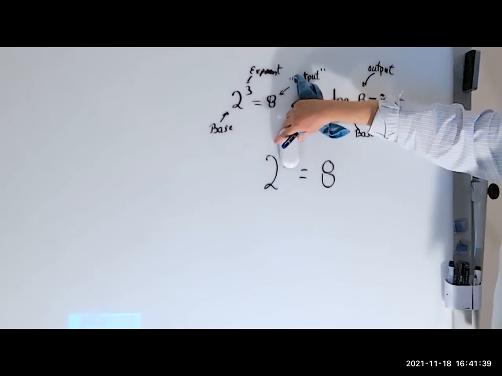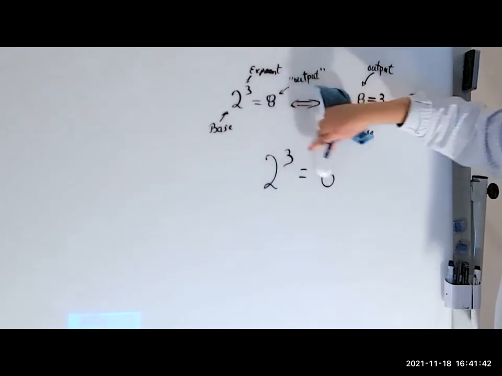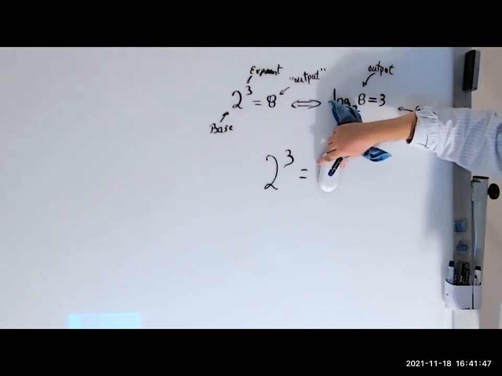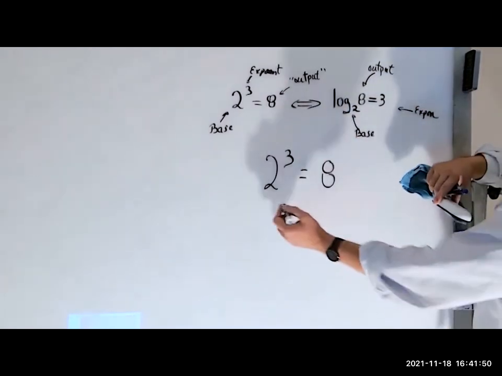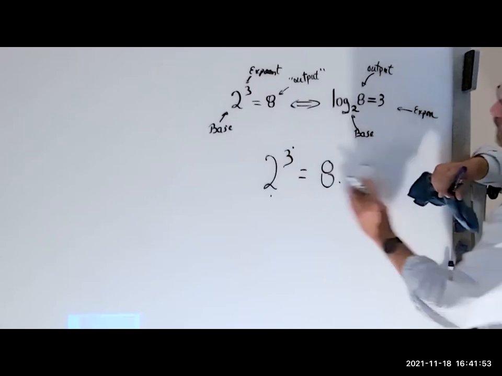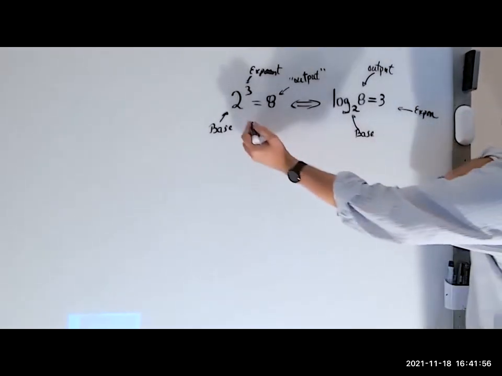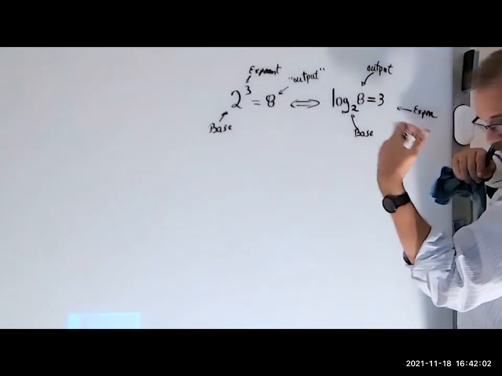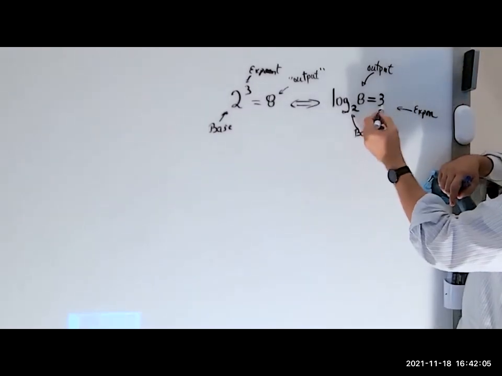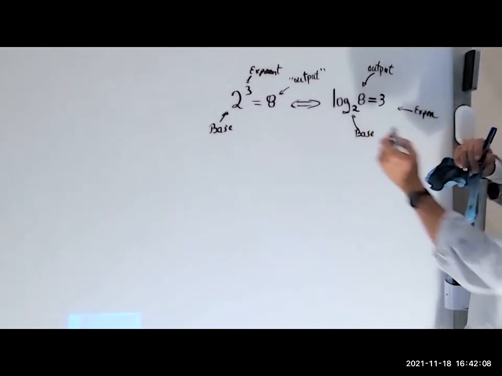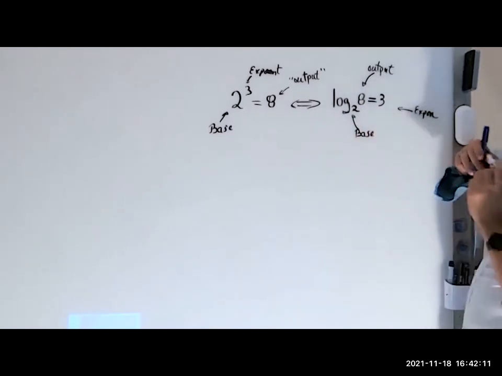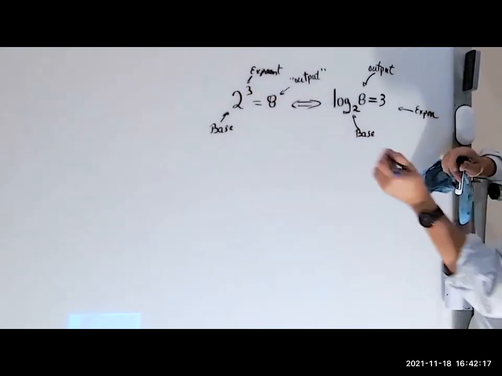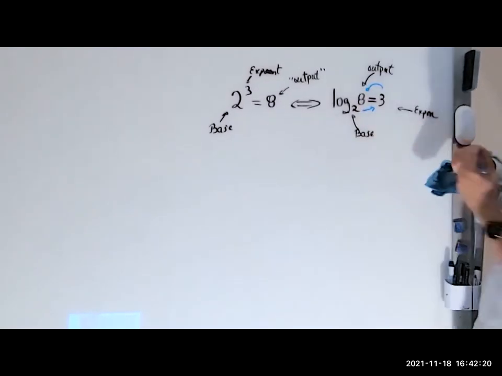2 to the what equals 8 is a logarithmic question, and 2 to the 3 equals what is an exponential question. So base, exponent, output. In this case, base 2 raised to the 3 equals 8, but I can also think the logarithmic way: log base 2 of 8 equals 3. So 2 raised to what number will give me 8? That's how I switch from log to exponential and vice versa.